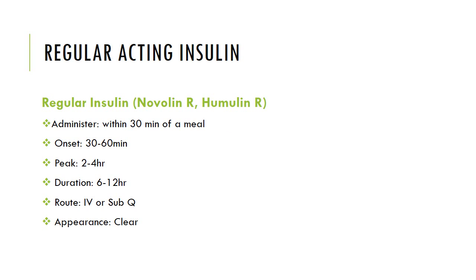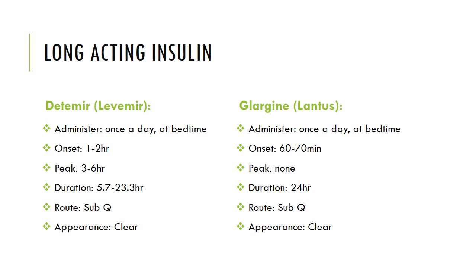Next is your regular acting insulins. So these can be administered within 30 minutes of a meal. Onset is usually 30 to 60 minutes. Peak is 2 to 4 hours. Duration is 6 to 12 hours. The route can be IV or sub-Q, and this is the only insulin that can be given IV. The appearance is clear.